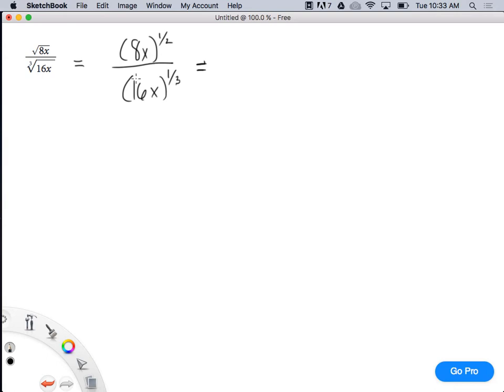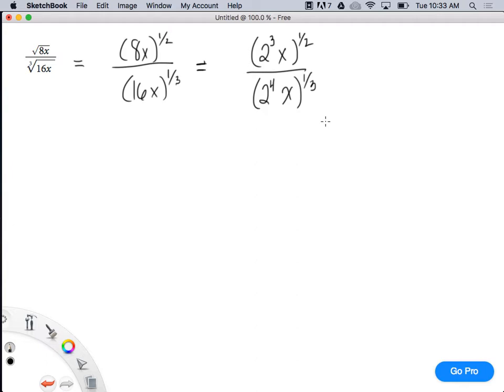I can't work with 8 and 16 because those are different numbers. So what I'm going to turn them into is powers of 2. 8 is 2 to the what power? 3rd. X to the 1/2. And 16 is 2 to the what power? 4th power. Times x to the 1/3. You understand? Okay. Because now I have the same bases.